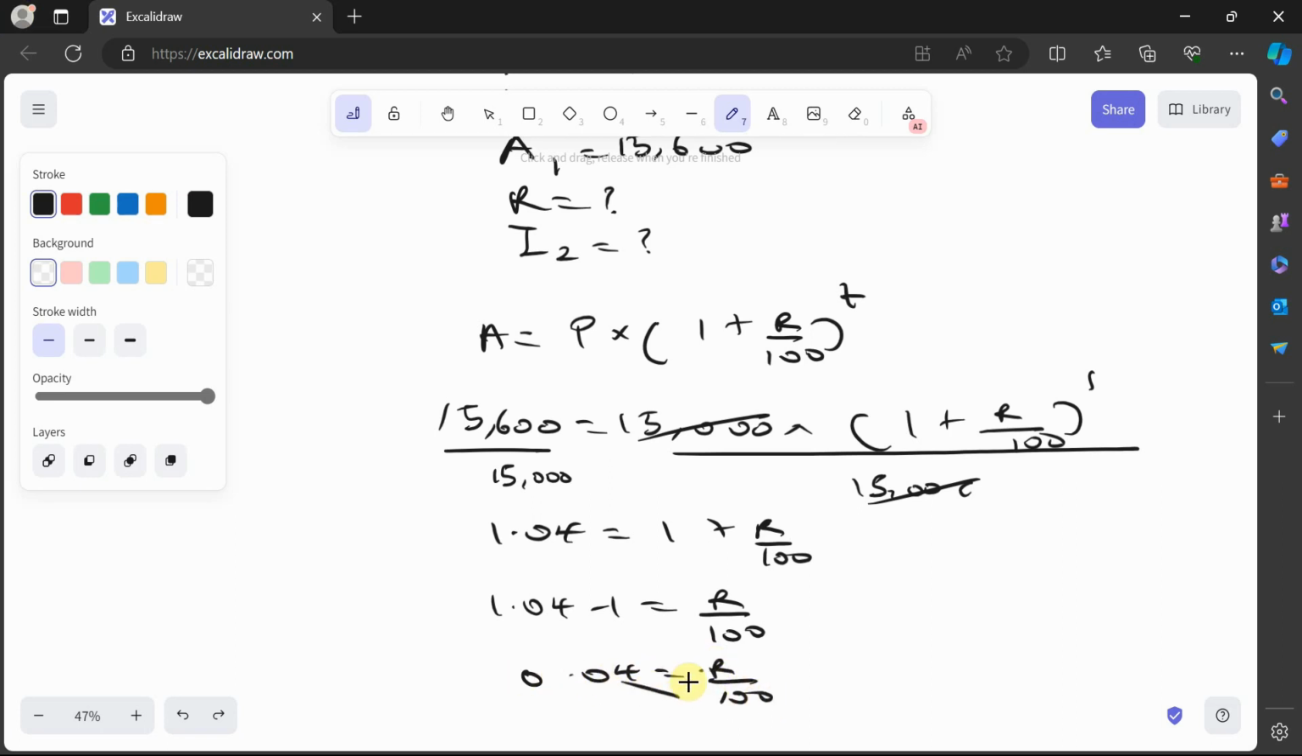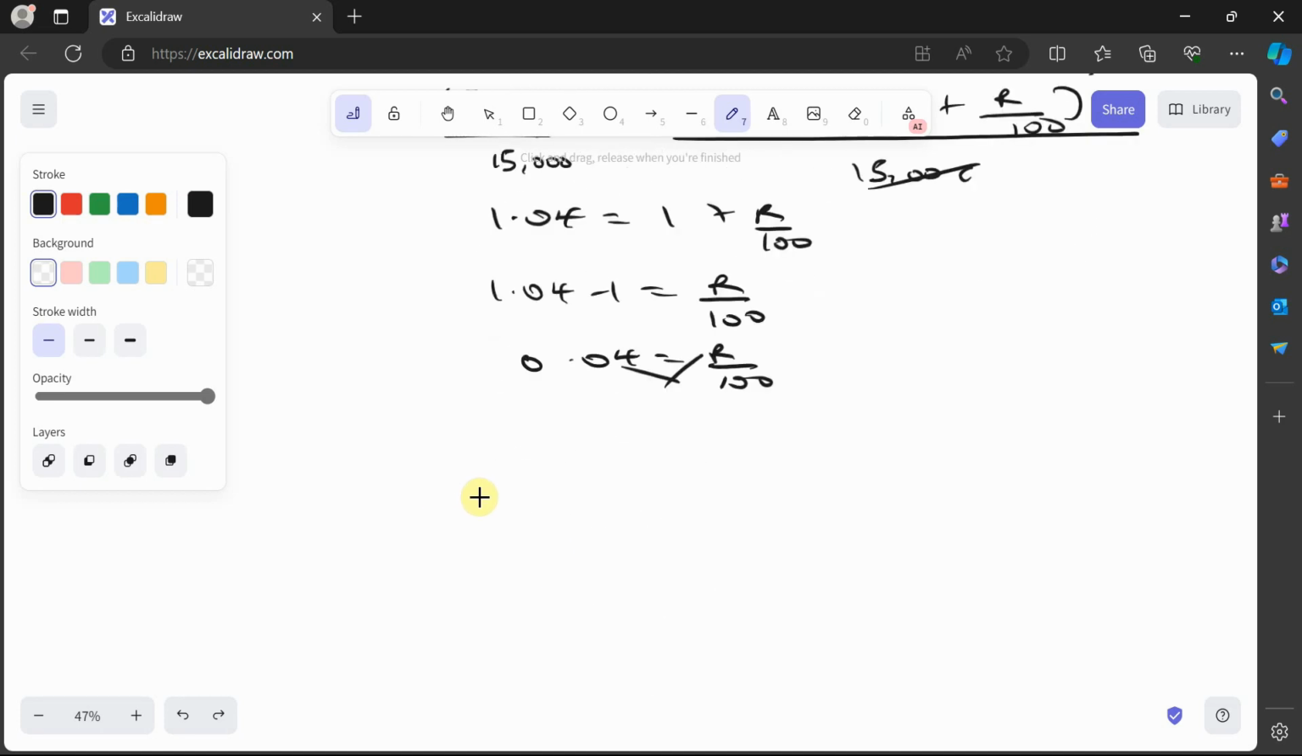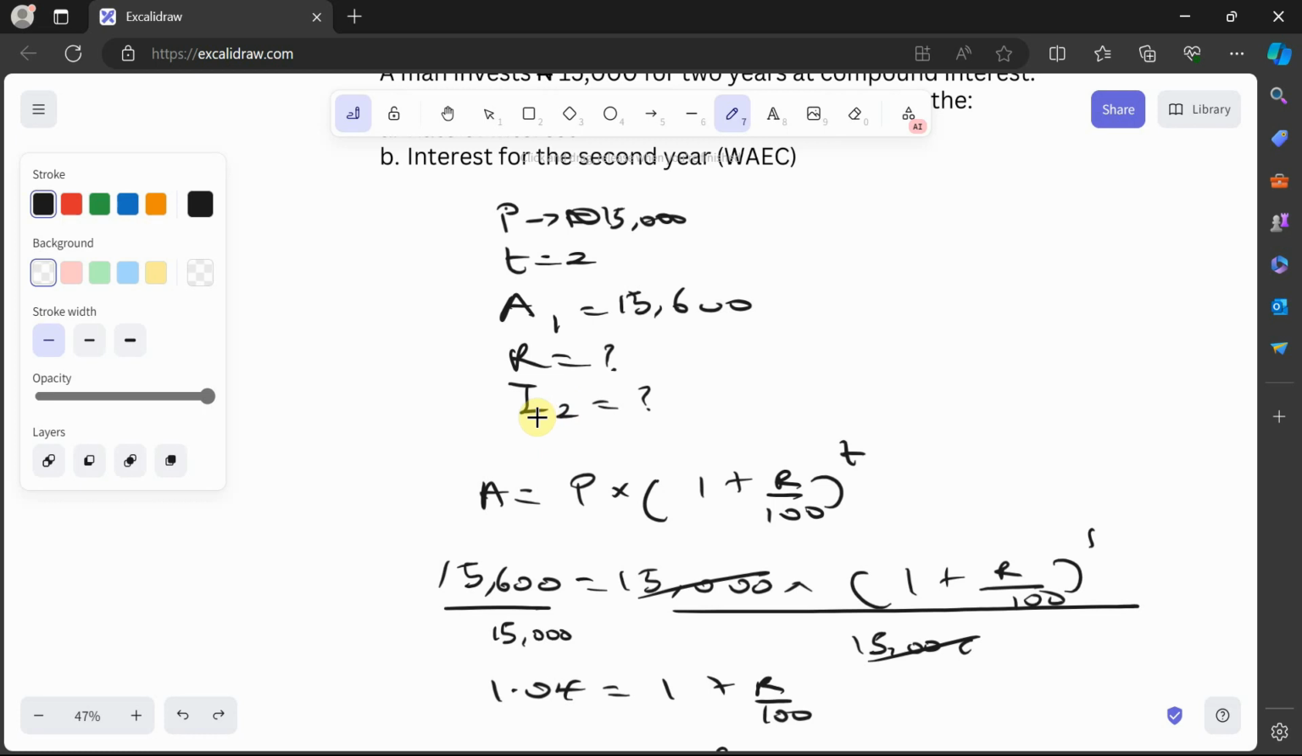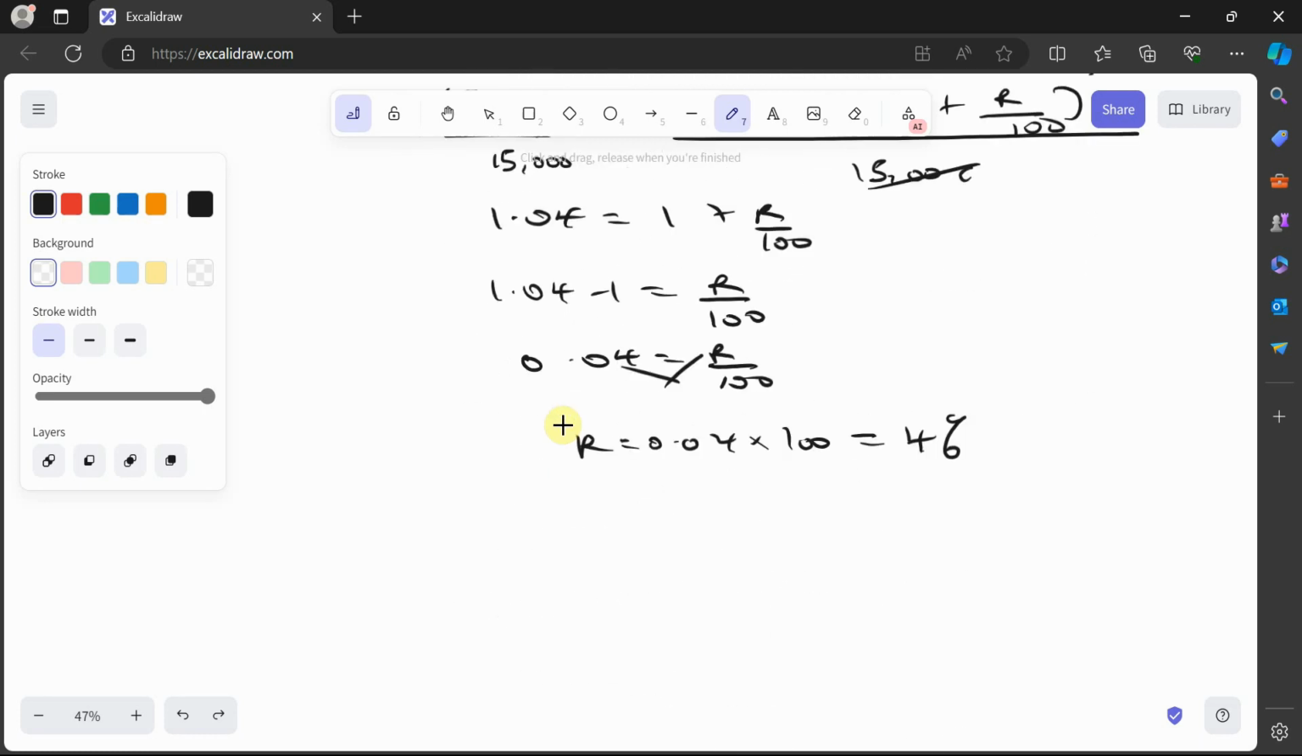And if I cross multiply, my R will be 0.04 multiplied by 100. And if you do this multiplication, this will give you 4%. So our R is 4%. If the R is 4%, we're also told to find the interest at the end of the second year. So for the I2, since it's only 1 year, I could just use the formula for simple interest too. Even though I'm dealing with compound interest, it's still the same thing.